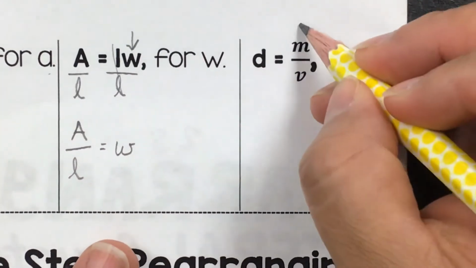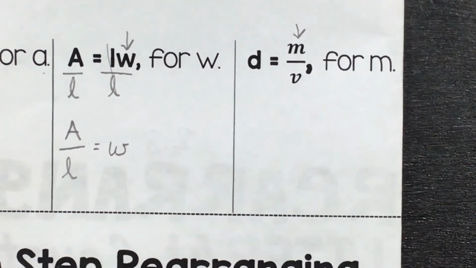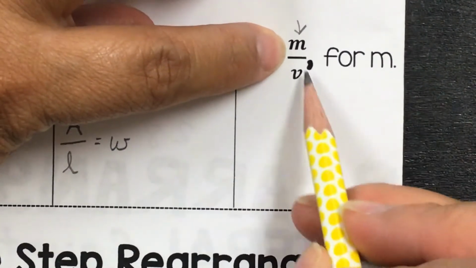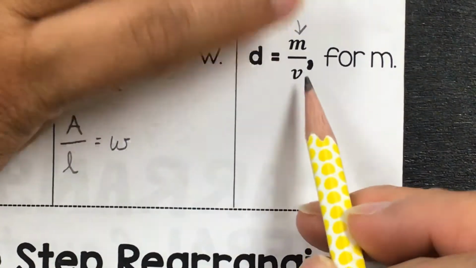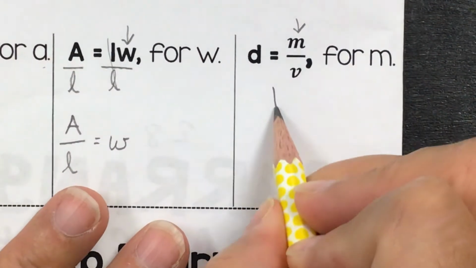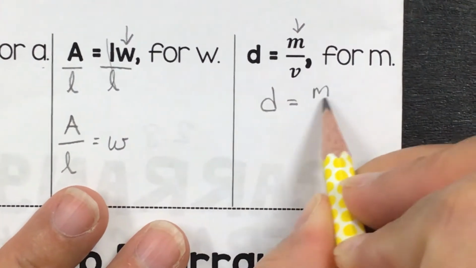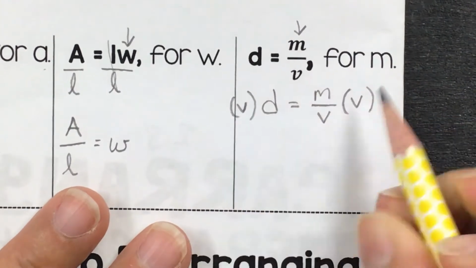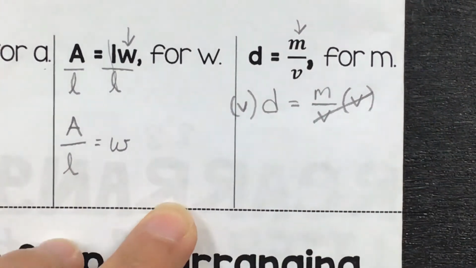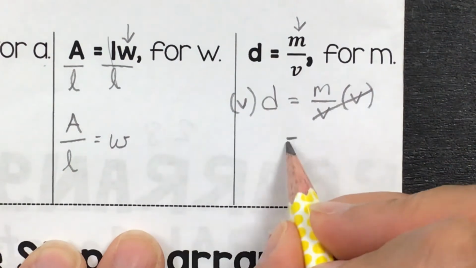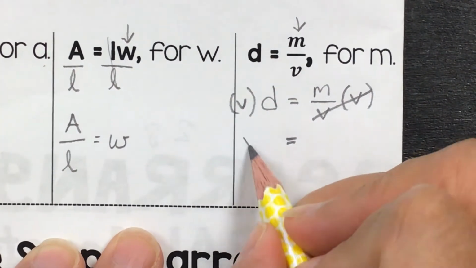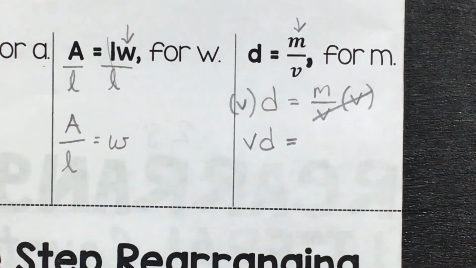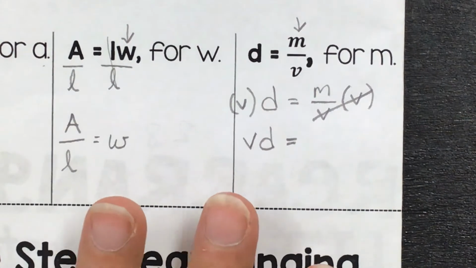Next is that we're trying to say that M is the only letter. The other ones will have values. So this is being divided to my variable, so I have to multiply to both sides. I'm going to rewrite it just so it's neater for you. So we're going to multiply by v to both sides, so we can cancel the v underneath it. And then we write it just VD. We don't need those parentheses to indicate multiplication.